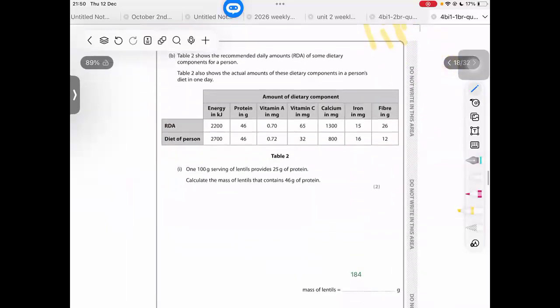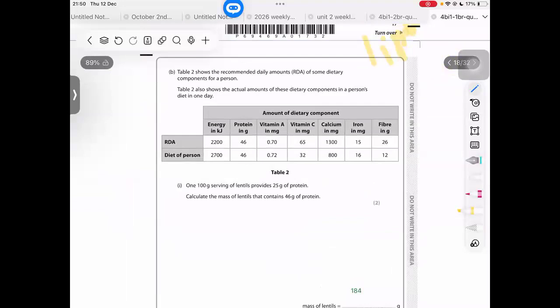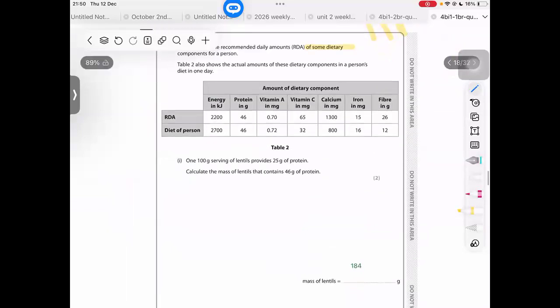Okay, here they have given Table 2, which shows the recommended daily amounts of some dietary components of a person. In the very first paper that we did also, RDA values were given, right? Here also they are giving the RDA values. So usually they ask the animal nutrition part in terms of these RDA values by giving tables and everything. That's how they check your knowledge on the animal nutrition part in your syllabus.